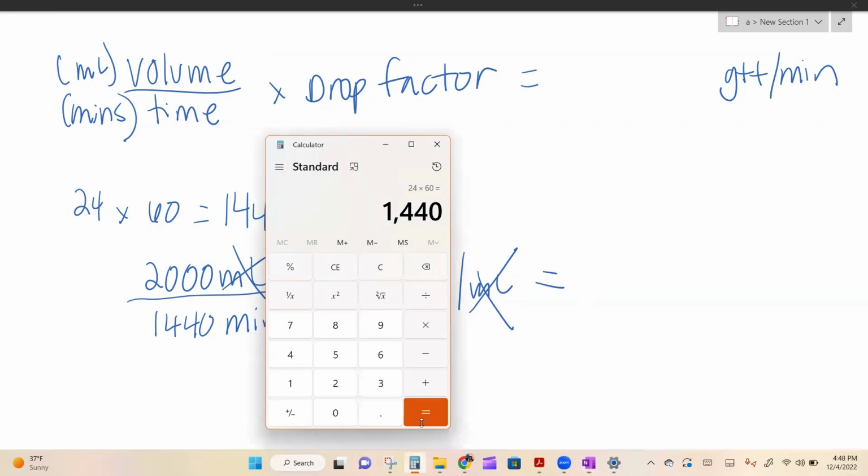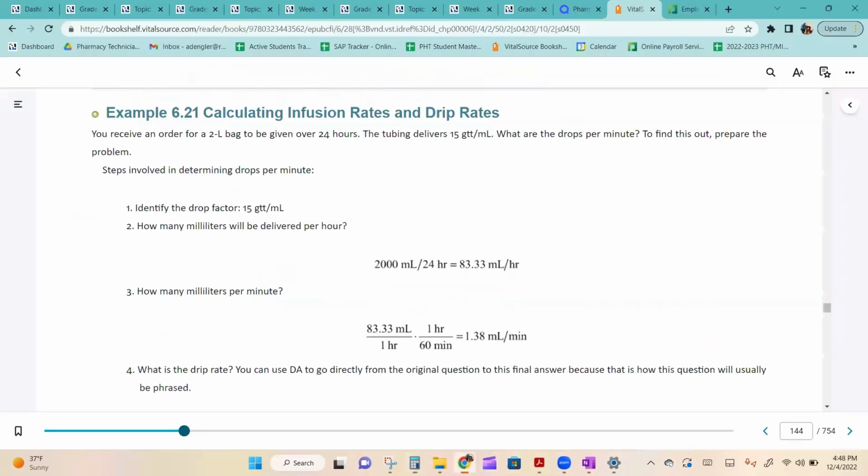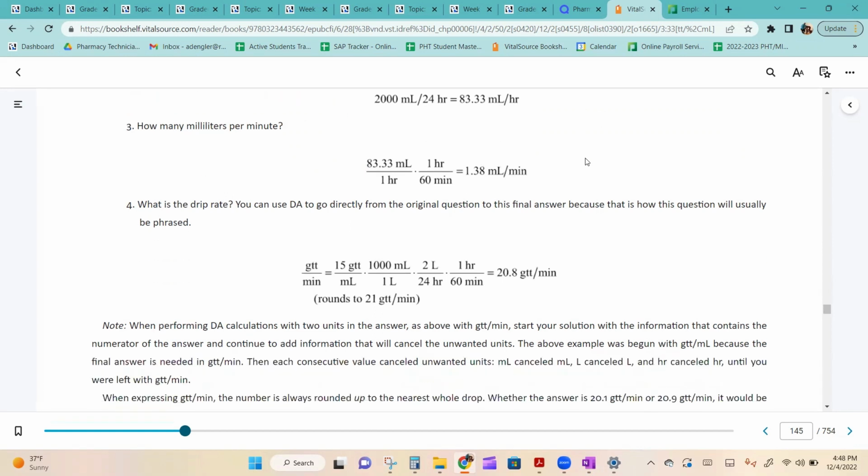So now I'm just going to get out my calculator and do 2,000 divided by 1,440 times 15, which gives me 20.8, which down here you can see is what they got as well. They did some other steps that I don't think were necessary. They did the 2,000 over 24 and then got that. You don't need to do that if you can just convert your milliliters and your time. It's much simpler.